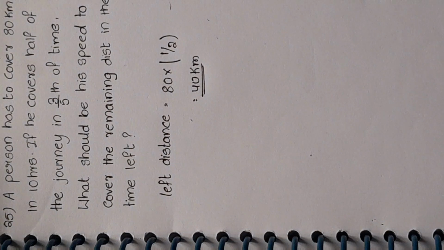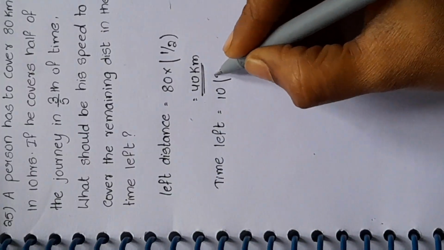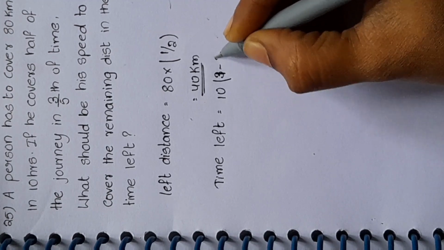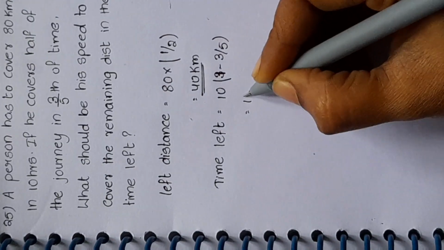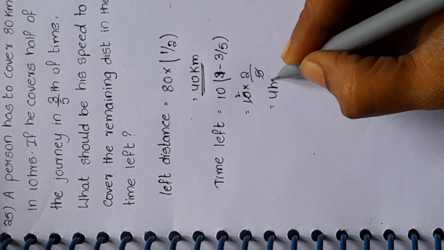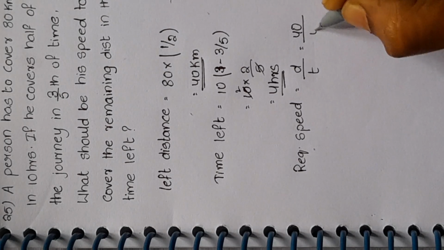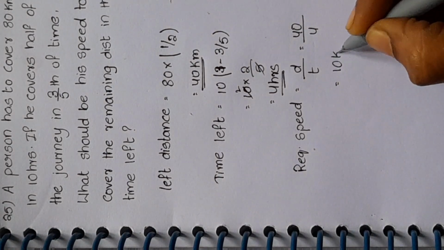Now we should find the leftover time. Time left is from 10 hours. He used 3/5th of the time. So 1 minus 3/5, that is 10 into 2/5. The time left is 4 hours. Now the required speed is distance by time. The distance is 40 kilometers by the time is 4. The required speed is 10 kilometers per hour.